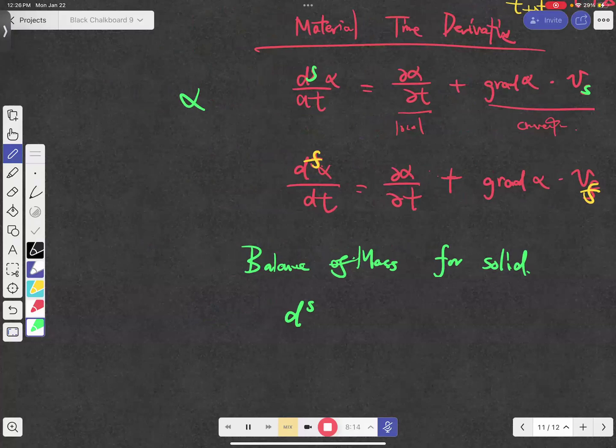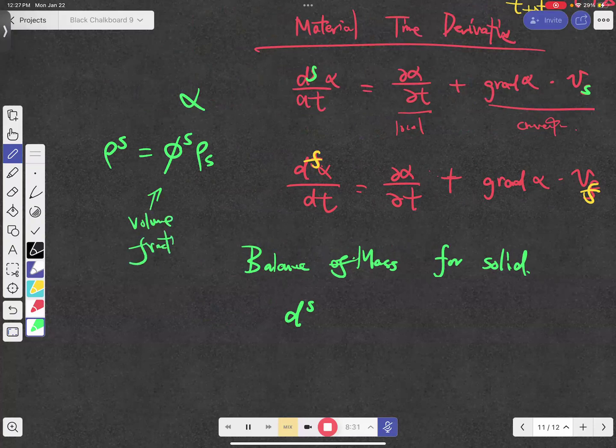Okay, so now let me write it out. So now I will define these two densities. Okay. What is the difference between the two? This is the volume fraction of solid, and this one is actually the solid density one. This is the solid density 2. So how are they related?